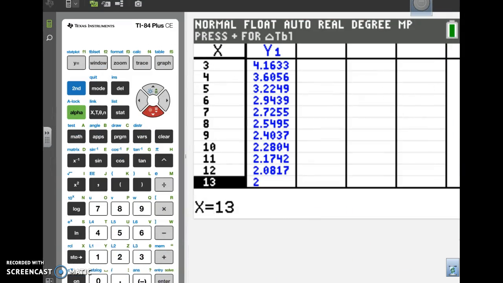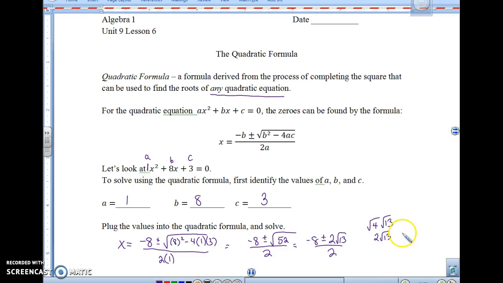All right, so if I want to continue on with my values here, I want to finish this up. So this is going to be x equals. Now this 2 will divide both the negative 8 and the 2. So I'm going to divide it as fractions like this. Negative 8 over 2 plus or minus 2 square root of 13 over 2. Negative 8 divided by 2 is negative 4 plus or minus 2 divided by 2 is 1 times the square root of 13. So my roots are negative 4 plus or minus the square root of 13.